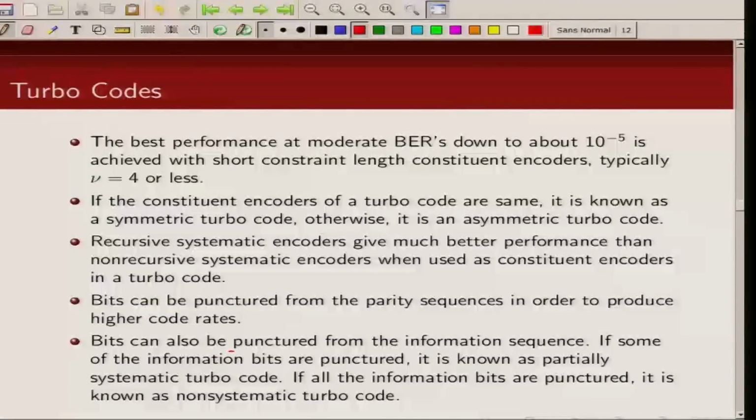We could also do puncturing of the information bits. So, I just showed you an example of puncturing of the parity bits. I could also decide not to send the information bits. Now, if some of the information bits are not sent, that means they are punctured, this particular code is known as partially systematic turbo code. And if I do not send any information bit, then of course, you already know this is a non-systematic code.